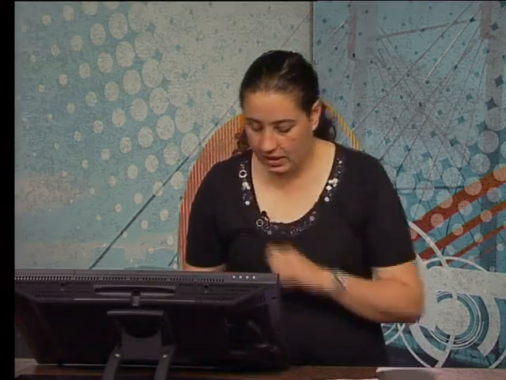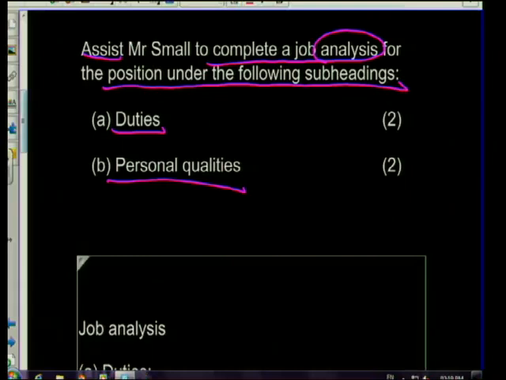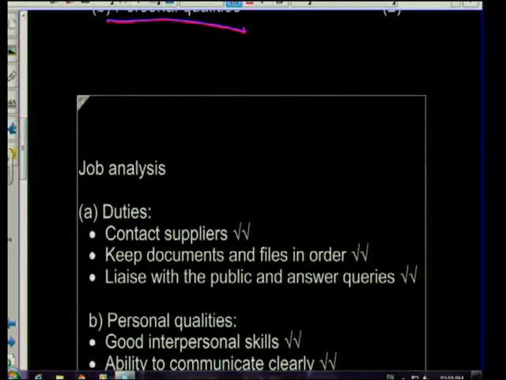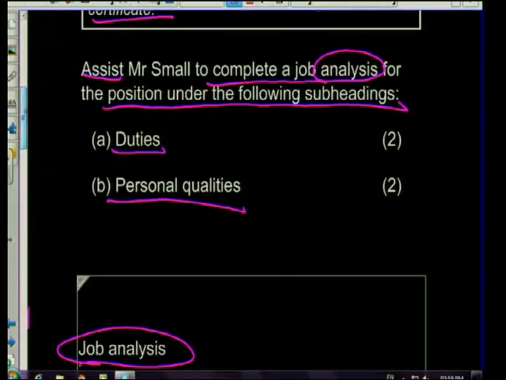So let's have a look at the first one, the duties. Do you see how, off the top, it's the job analysis. So under A, what are the duties? There are a number of them, grade 12s, that you could have used. What they've got here would be to contact suppliers, to keep documents and file orders, as well as to liaise with the public and answer queries. The mark allocation was only for 2, so it's not necessary for you to write down every single duty, but it's good to have an idea, perhaps write down even 2, just in case.